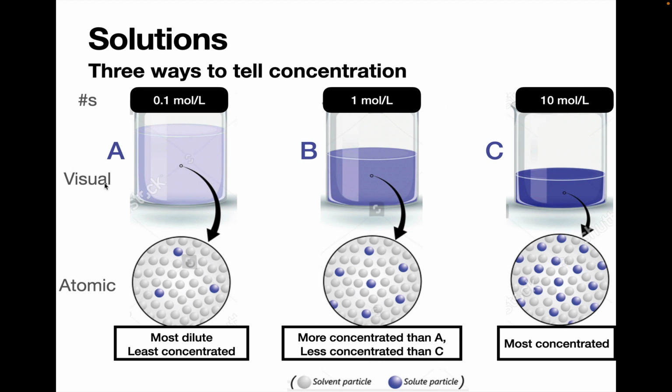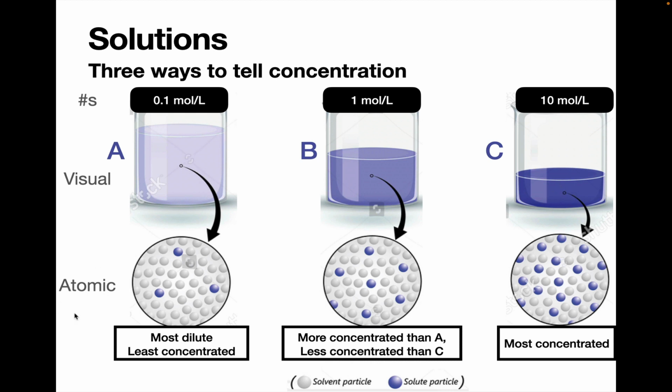You could look at it visually, where the more concentrated something is, the darker its solution will be. Now, if there's no color to the solution, you can't see it. But here we have a really light solution. Here it gets darker, here it gets darker. That comes from being more concentrated.